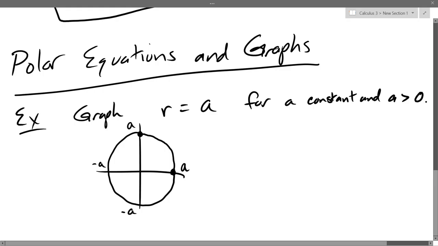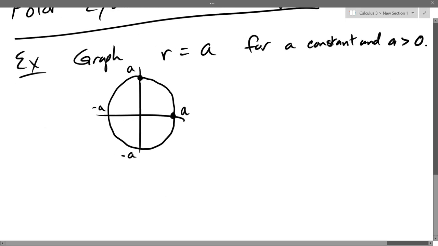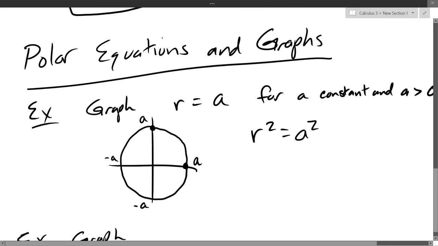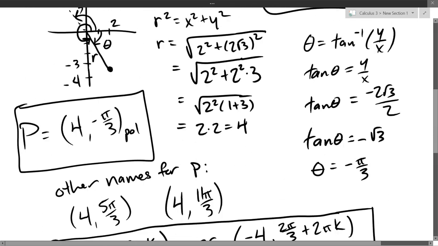All right, so we got a circle. That's pretty easy to graph. We're doing ones that are intentionally easy. If you did want to convert this, the best way to do it is to square both sides, r squared equals a squared, and then use your x squared plus y squared somewhere.